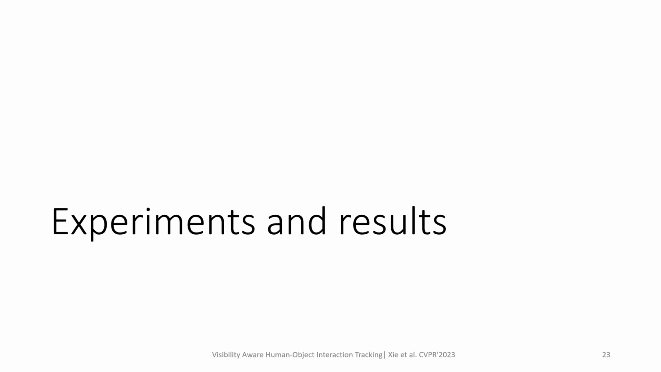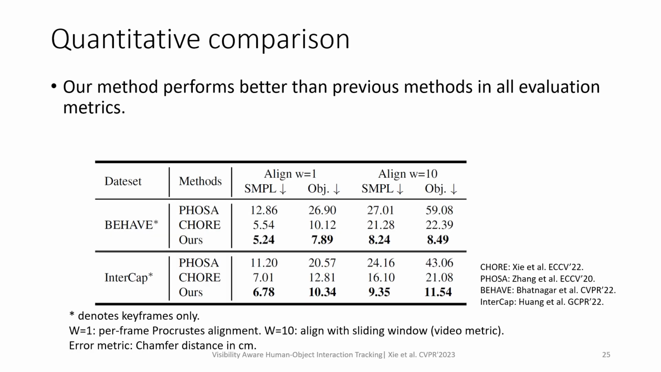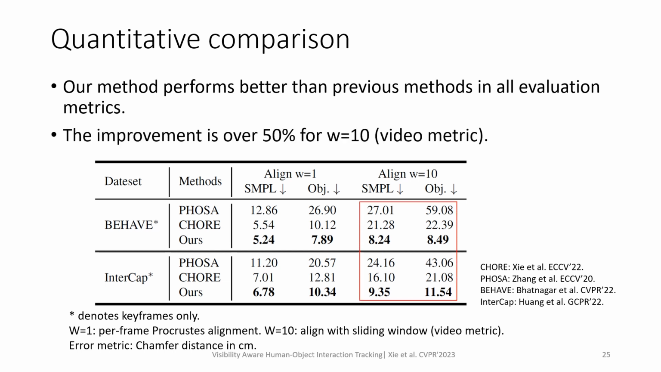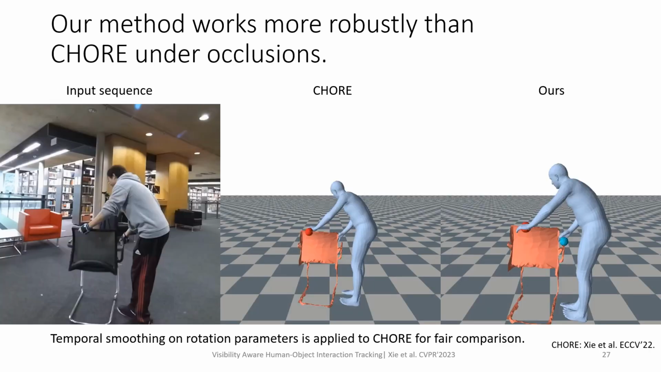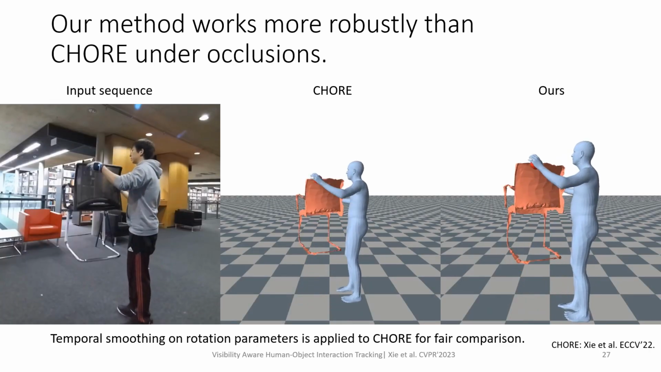We show more results from our method. From this table, we can see that our method outperforms all existing methods in all evaluation metrics. The improvement is more than 50% when we evaluate using the metric that is more relevant to the video. Now we show video tracking results. We first show results on the BEHAVE dataset.